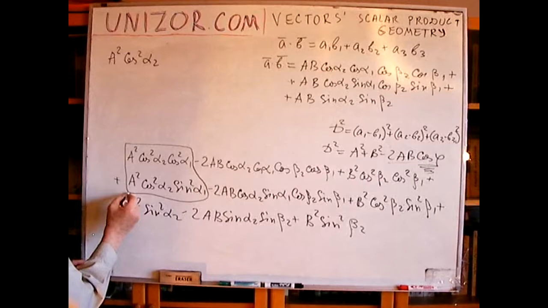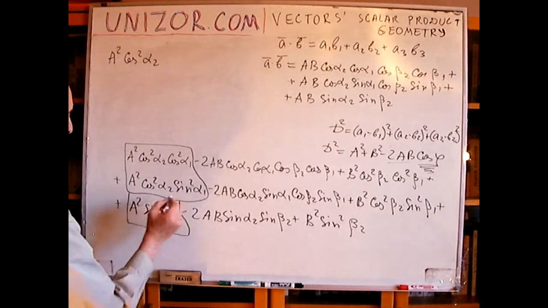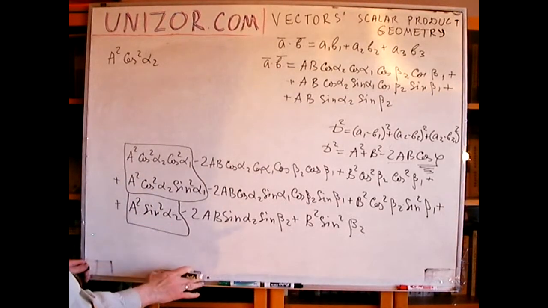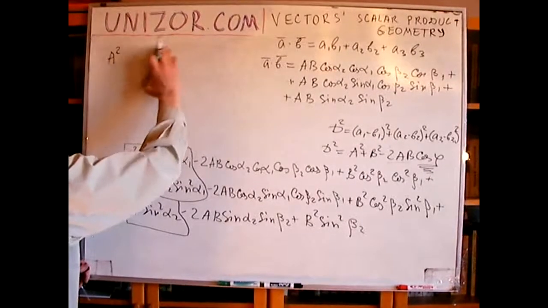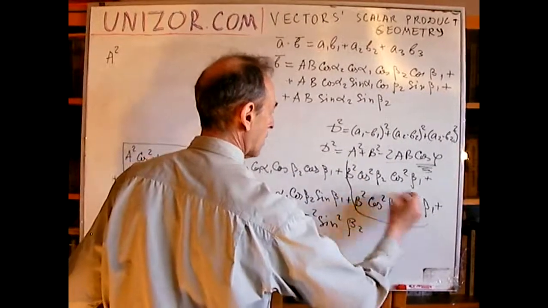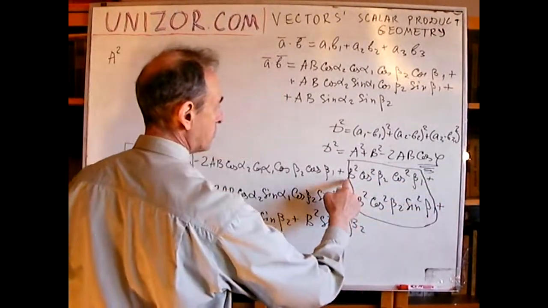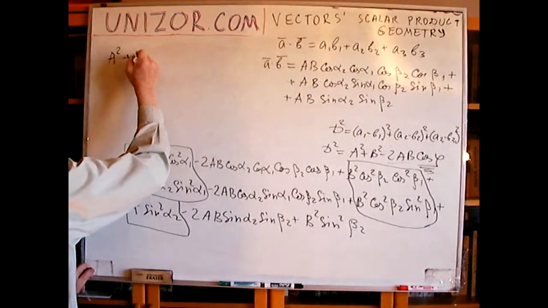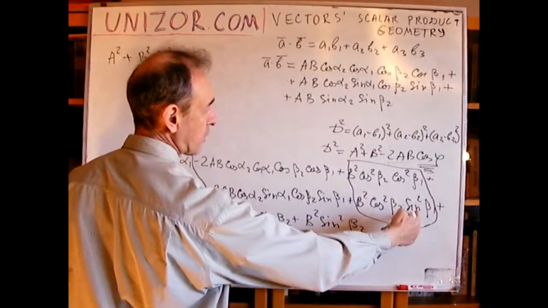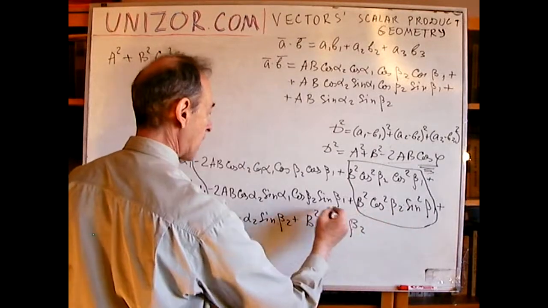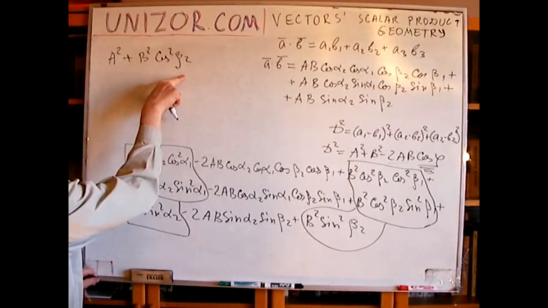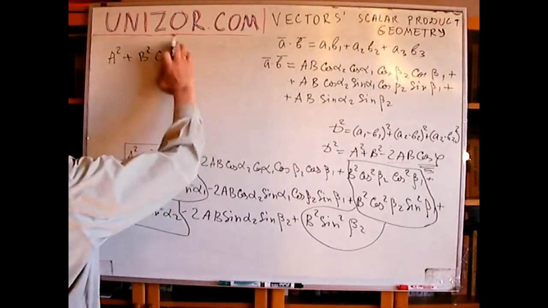Now, if I add this, A squared cosine squared and A squared sine squared would be just A squared, right? So that's the result of this. Similarly, this would give me B squared cosine squared beta 2 times cosine squared plus sine squared, which is 1, right? Now if I add this one to this, I will have B squared cosine squared plus B squared sine squared. It will be just B squared.